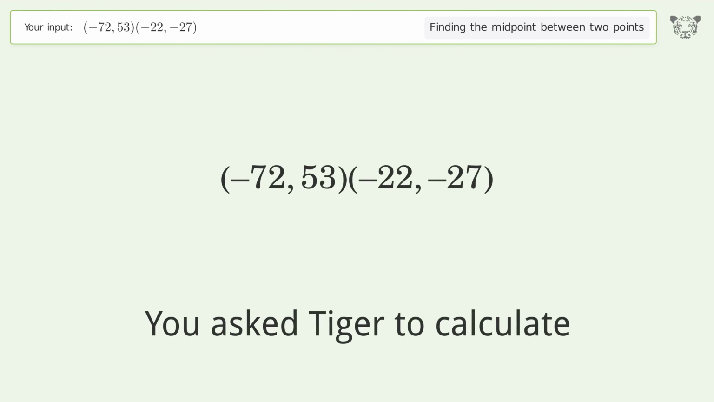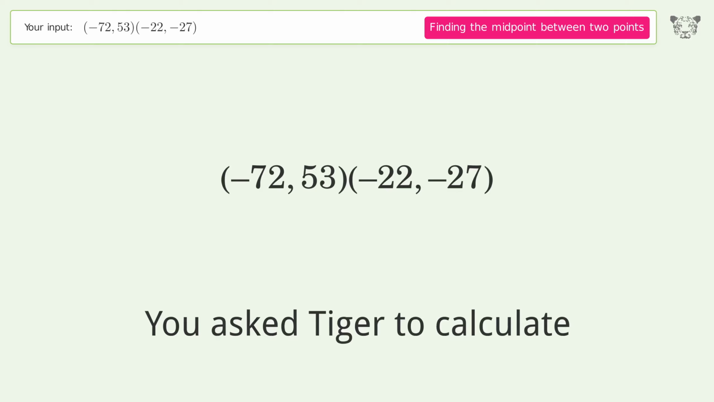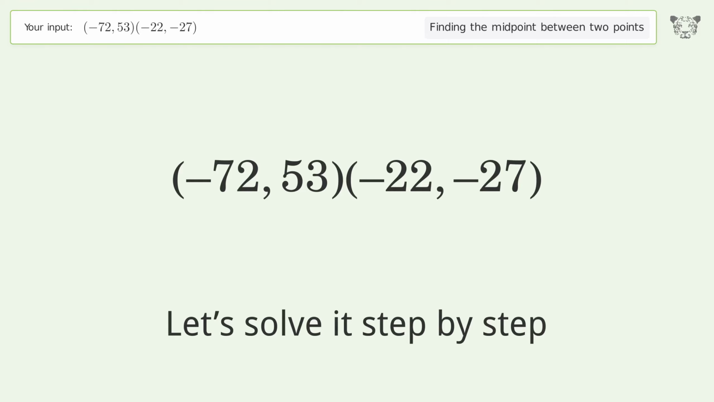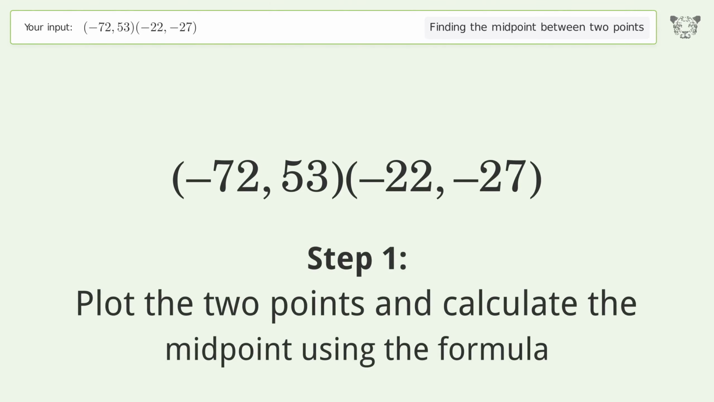You ask Tiger to calculate. This deals with finding the midpoint between 2 points. The midpoint between the 2 points is negative 47, 13. Let's solve it step by step. Plot the 2 points and calculate the midpoint using the formula.